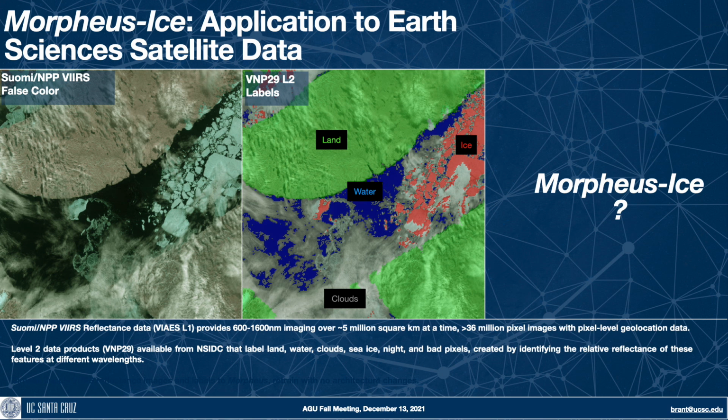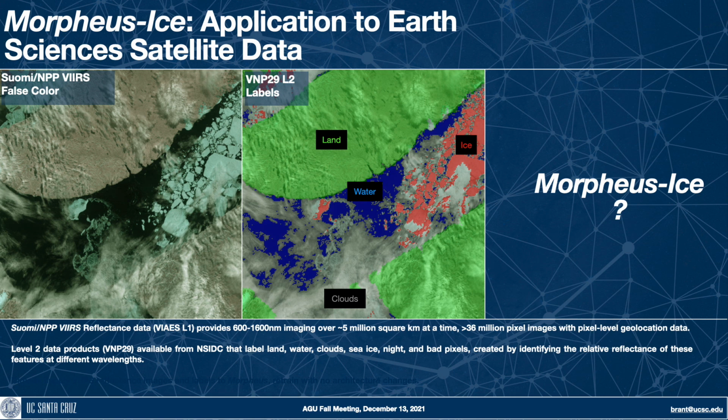Suomi NPP provides beautiful images of the Earth that clearly show familiar features such as land, water, clouds, and in polar regions, ice. On the left, you see a false color image using 600 to 1600 nanometer data to show a portion of the 36 million pixel images that VIIRS captures at a single time. In the center, you see a Level 2 data product, VNP29, available from NASA that labels land, water, clouds, sea ice, night, and bad pixels using the reflectance data from VIIRS.